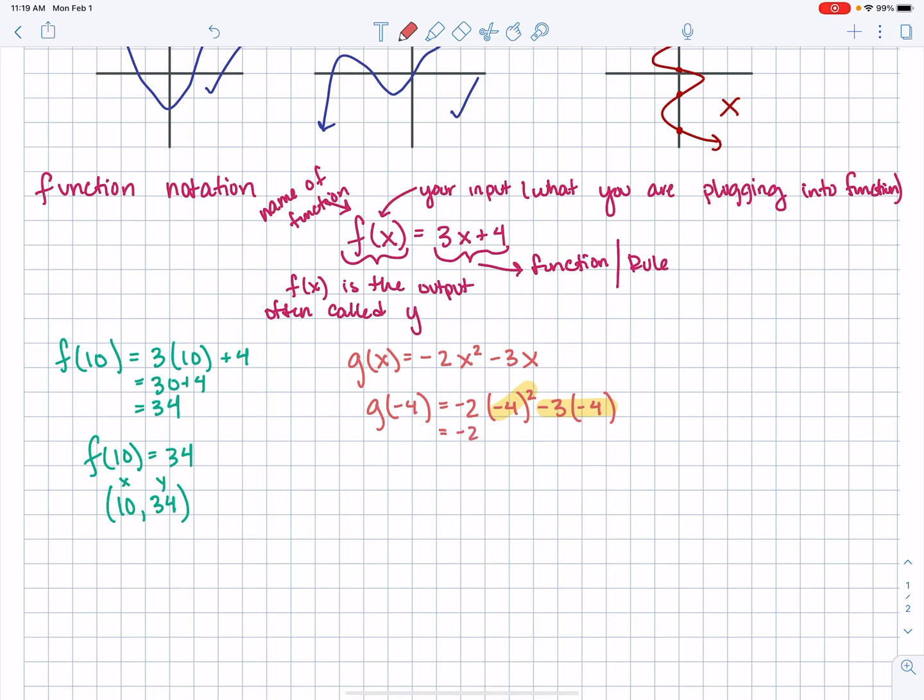So this is now a negative 2 times a positive 16 plus 12. So a negative 32 plus 12 gets us a negative 20, meaning that g of negative 4 is equal to negative 20. And again, we can think about that point as negative 4, negative 20. And we also have the option, of course, if we're given an output, we can solve for x on the input. We just replace it and solve.